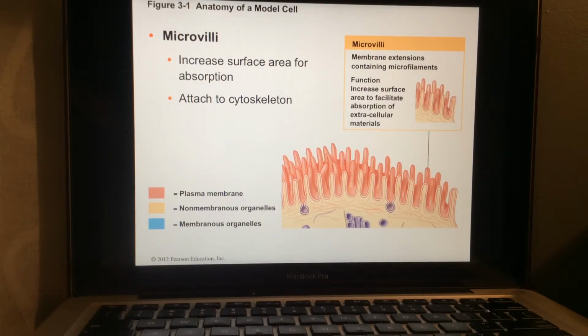Microvilli are the small finger-like projections of the plasma membrane on an exposed surface. They greatly increase surface area to the extracellular fluid, so you'll really find them in areas of the digestive tract to facilitate absorption.